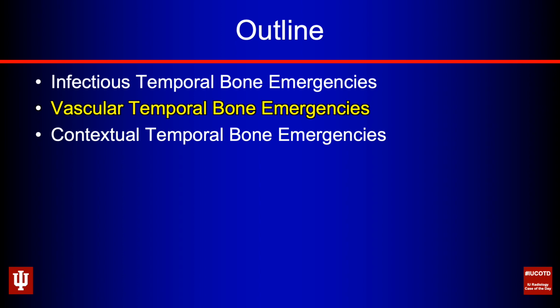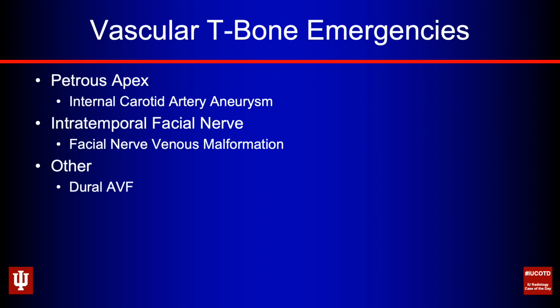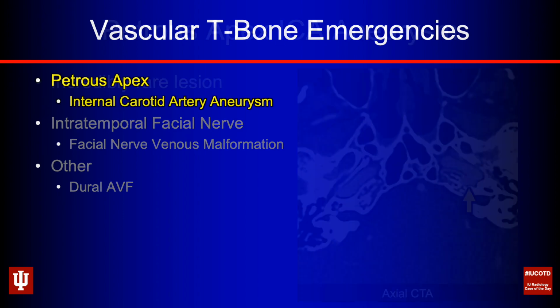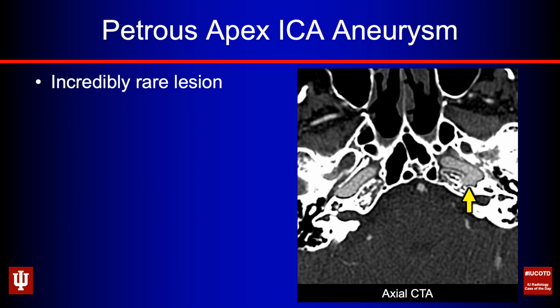All right, now we're going to move on to vascular temporal bone emergencies. And there's fewer, and so we'll go through these a little bit quicker. The first is to talk about internal carotid artery aneurysms. Fortunately, petrous apex ICA aneurysms are quite rare lesions.